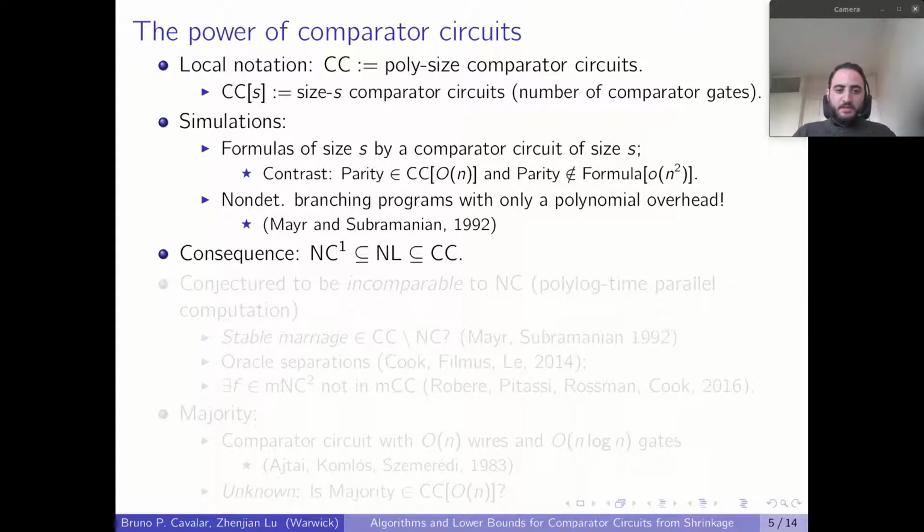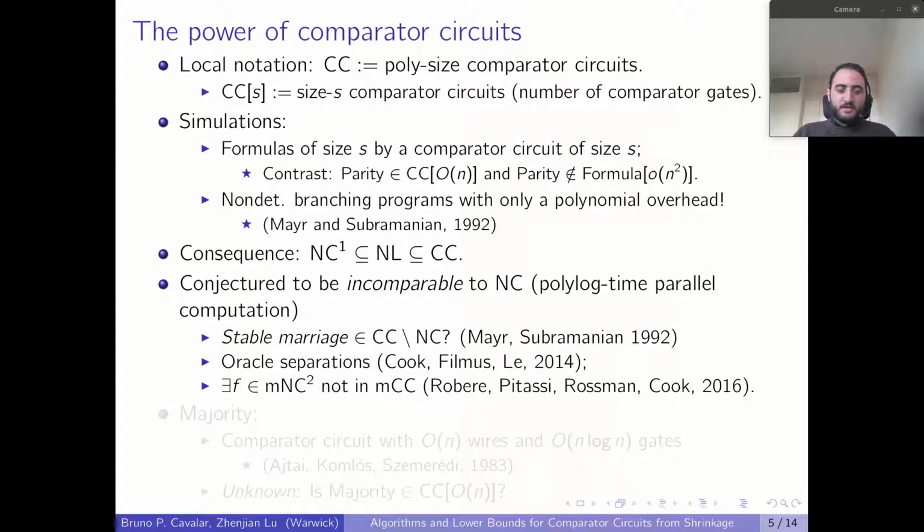So the question would be: what is the relationship between CC and NC? They are conjectured to be incomparable. NC, which is the class of polylog time parallel computation, is conjectured to be incomparable to CC, for the following reasons. First, stable marriage is a problem that can be solved by comparator circuits, but we don't expect it to be in NC, because all the algorithms we know for stable marriage are inherently sequential.